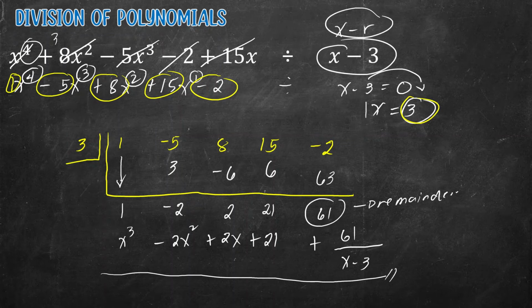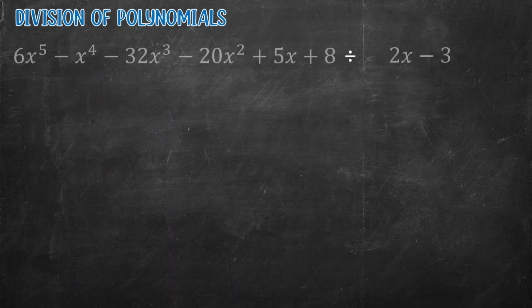Okay, another example, yung mahirap-hirap ng konti. 6x raised to 5 minus x raised to 4 minus 32x cubed minus 20x squared plus 5x minus 8 divided by 2x minus 3. Okay, baka sabihin nyo, sir, 2x minus 3 is not written in x minus r. Pwede po ba namin gamitin si synthetic division? Okay, pwede. Why? Because, as you notice, our x is only raised to 1.